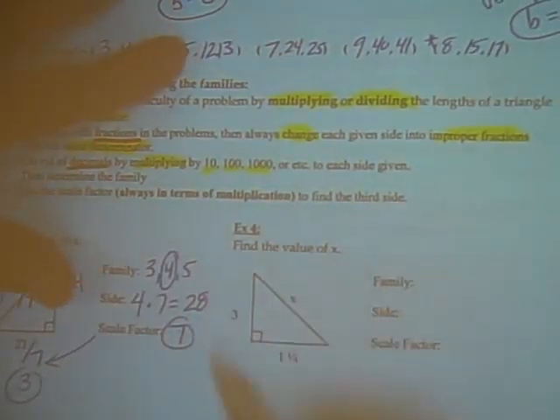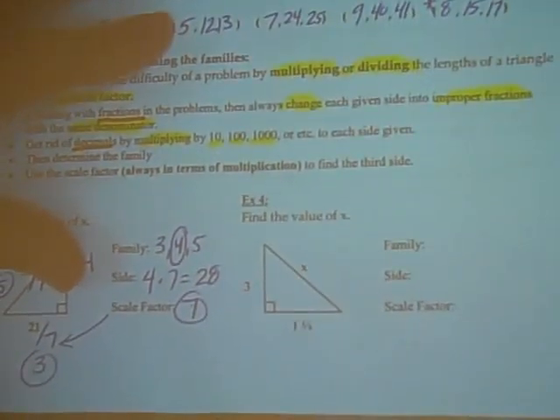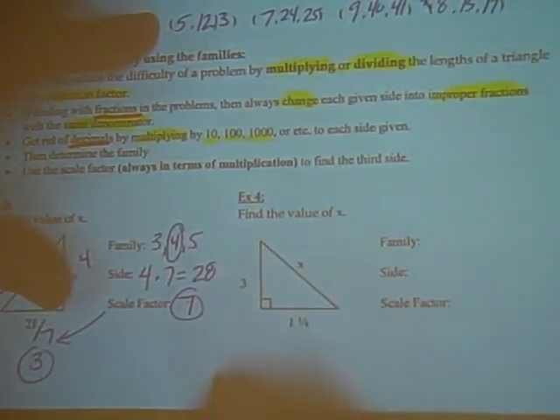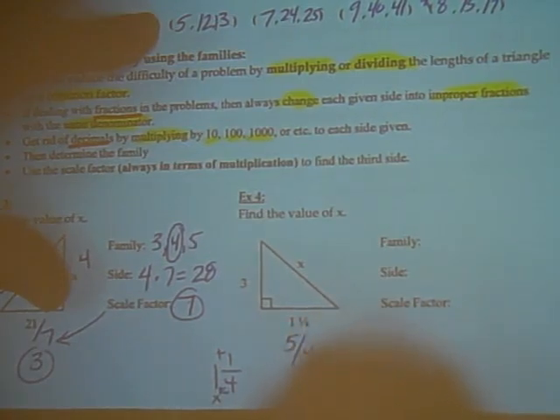Okay, so here we take a look. Uh-oh, we've got the scary fraction. Let's make it into an improper fraction. So how do we do that? We have 1 and 1/4. We take this, multiply it by this, then add the 1. 4 times 1 is 4, and adding 1, this is 5 over 4.